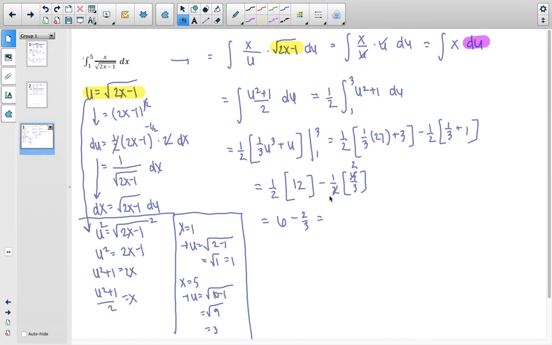6 times 3 is 18, so we really have 18/3 minus 2/3, and voila, your answer is 16/3, and I know that's right because I've checked it a bajillion times. All right, that is your answer.